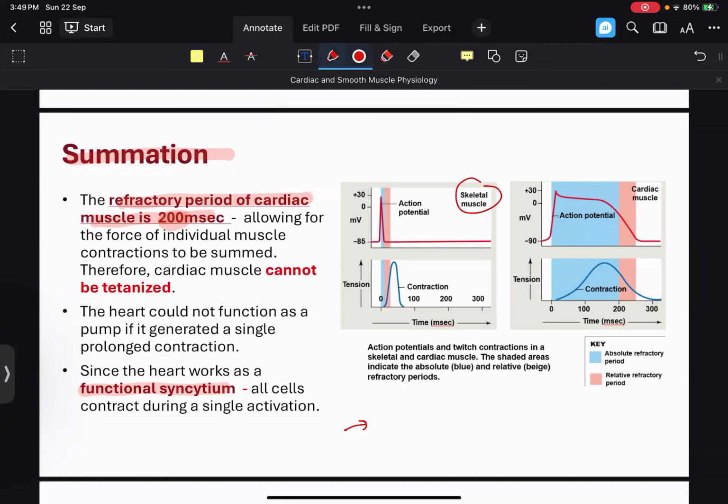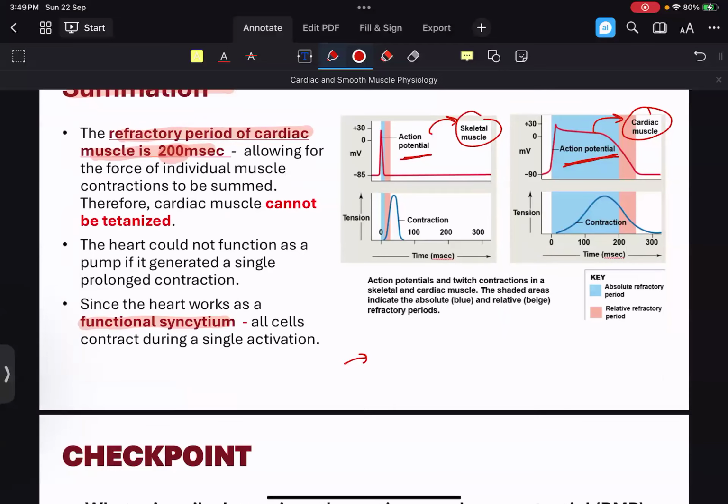And for the graphs, there's nothing special to remember. Just remember that this is what an action potential looks like for a skeletal muscle, and this is what an action potential looks like for a cardiac muscle. Don't confuse them. Do you have any questions before I move on?